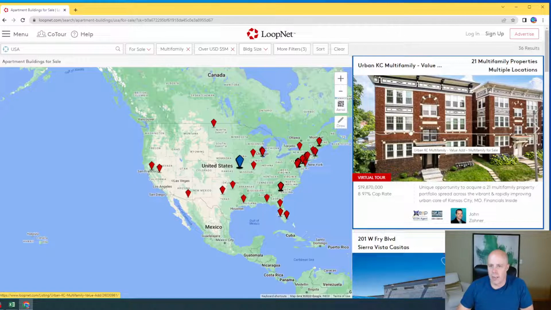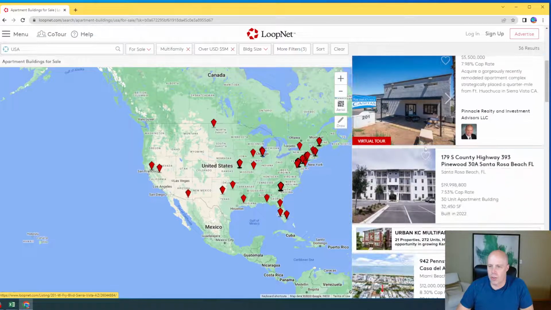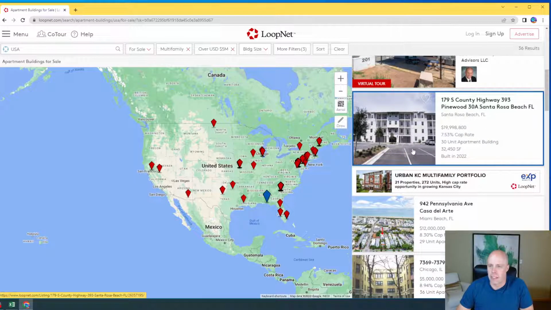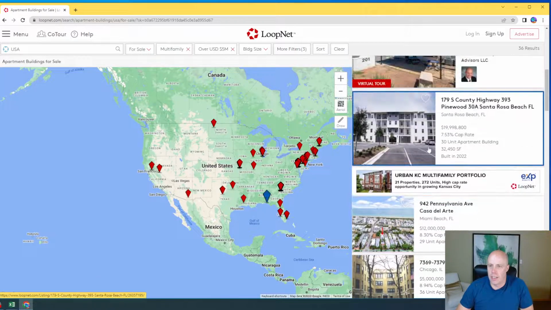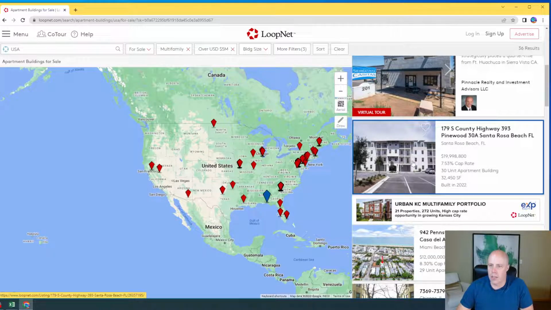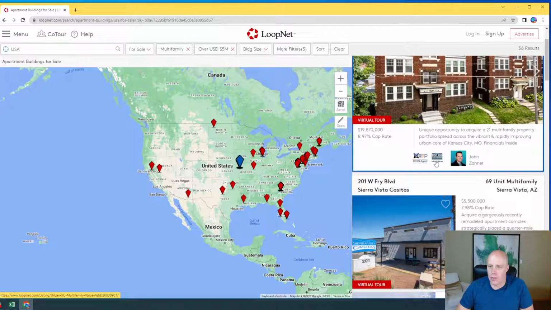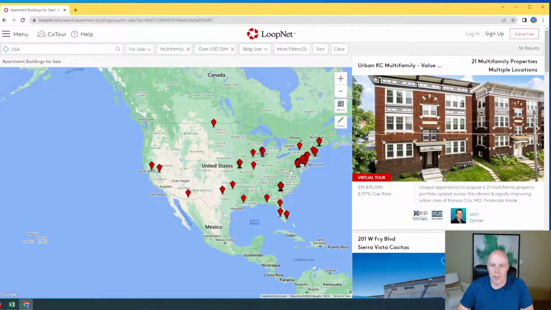This is a group of properties in Missouri, Kansas City. Let me just scroll through some of these others and see. These will change by the time you're doing this, probably. But let's see. Maybe I'll try this Santa Rosa Beach, Florida. No, those numbers don't look very good. All right, let's go with this one. 19.87 and then 8.97 cap rate.